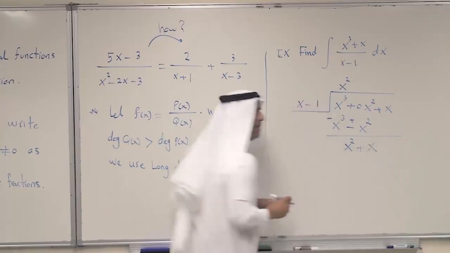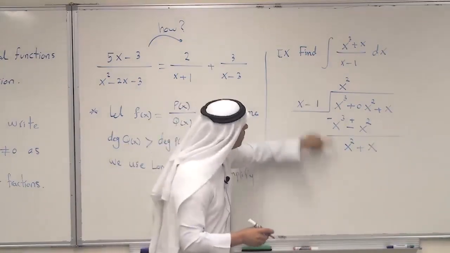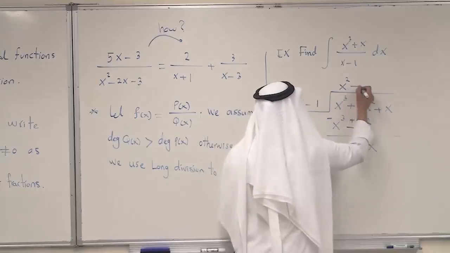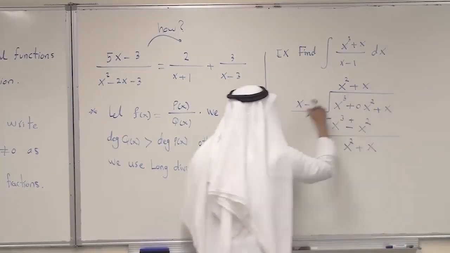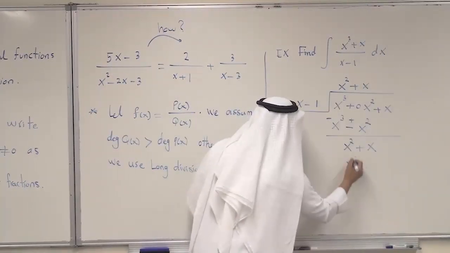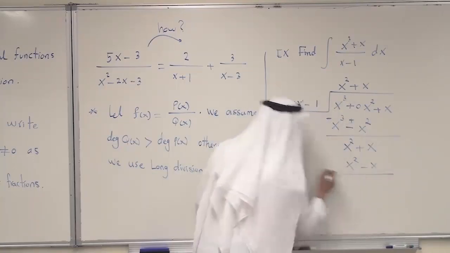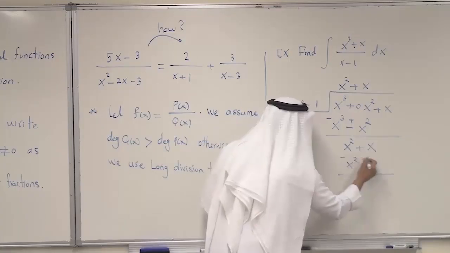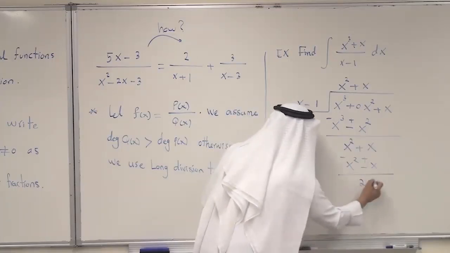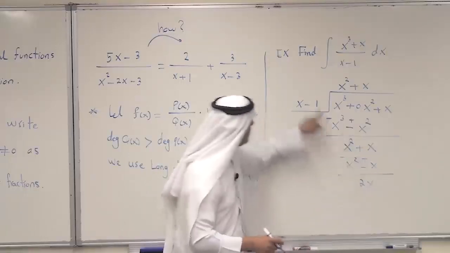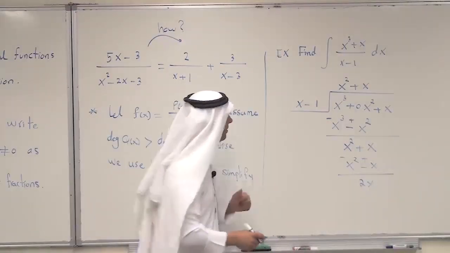Plus x. Still the degree is larger, so we need to divide. So x squared divided by x, that is plus x. Okay, x by x, that will give me x squared. X by minus 1, that is minus x. Then again, I switch the signs and I add, so I get what? 2x. Still, the degree here is 1, the degree here is 1, so I can continue dividing.